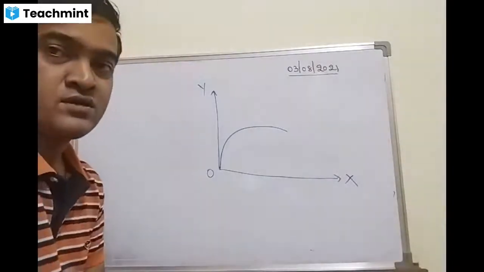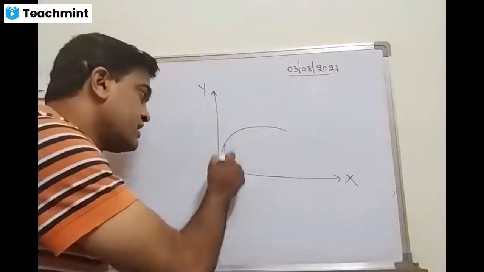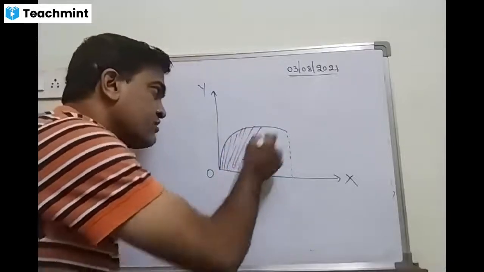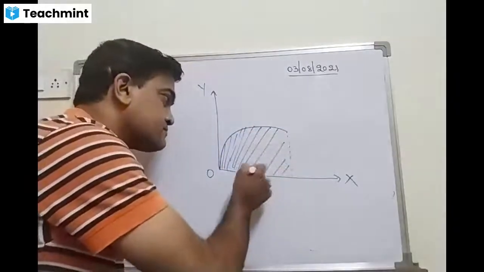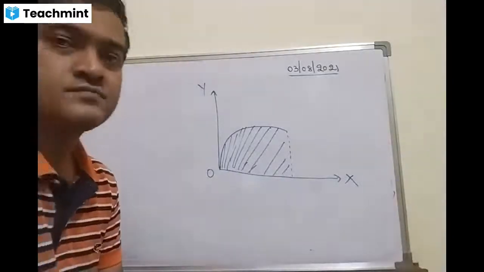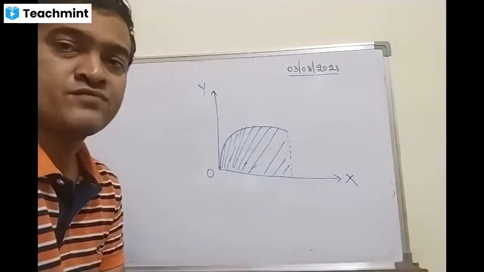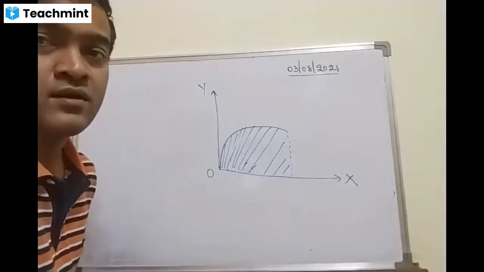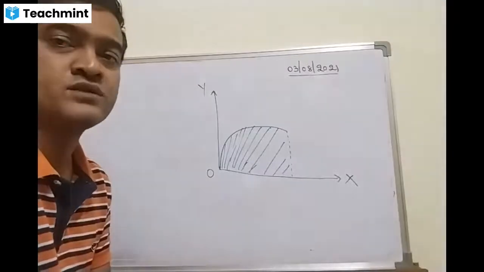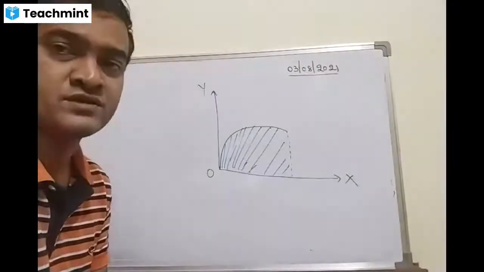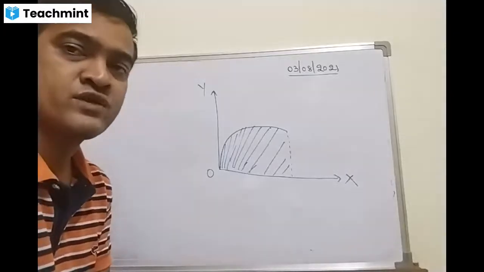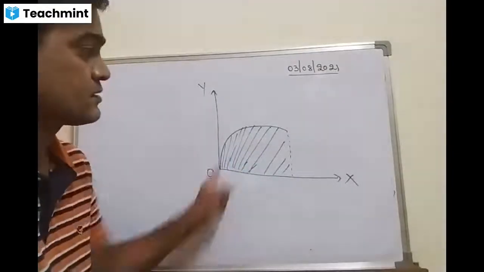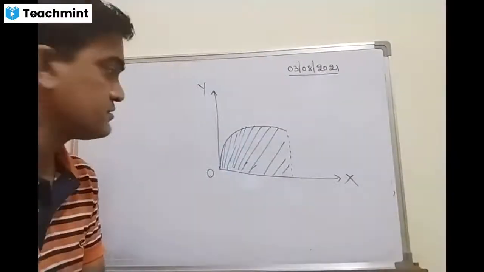If I shade under the curve like this, by drawing one line like this, does this have any geometrical figure? This is not a triangle, as we know the formula for the area of a triangle is half into base into height. This is not even a rectangle, where the area is length into breadth. We know the areas of some geometrical figures. If I give you a square, you can find the area as side square. But if a graph is like this, then what do I need to do?